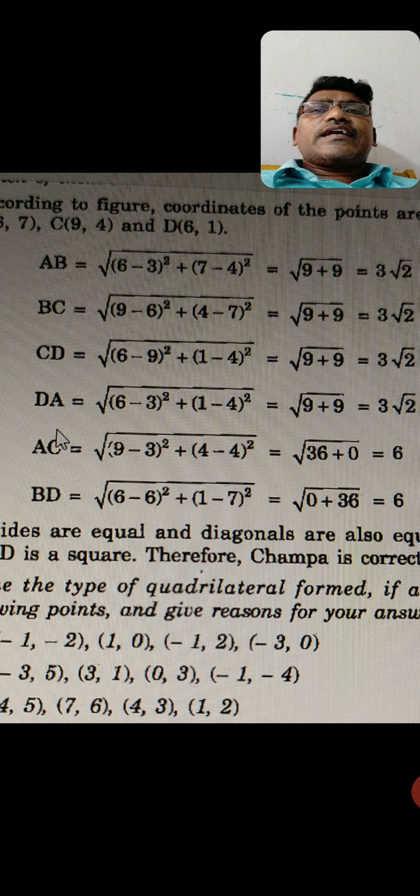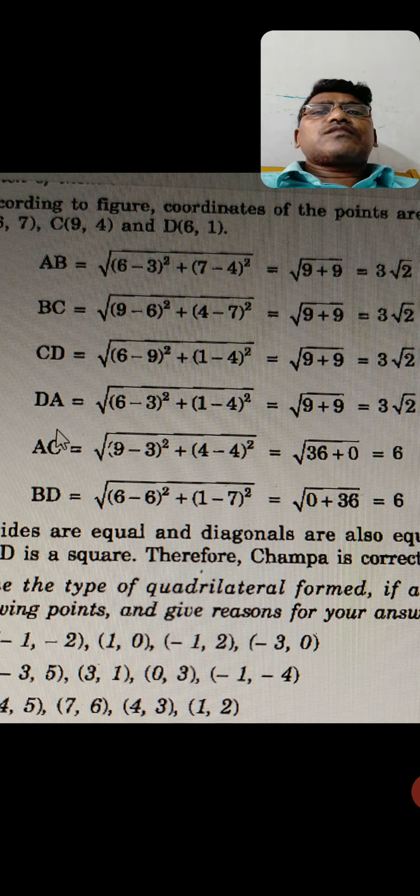So I am going to show you here, AB is also 3 root 2, BC also 3 root 2, CD also 3 root 2, and AD also we are getting 3 root 2. I mean the length of all the sides is equal. We found the length of all the sides by using the distance formula. We cannot yet decide it is a square, maybe it is a rhombus, because in a rhombus also all sides are equal. But the main thing you need to remember is that only one thing is different between the square and the rhombus.